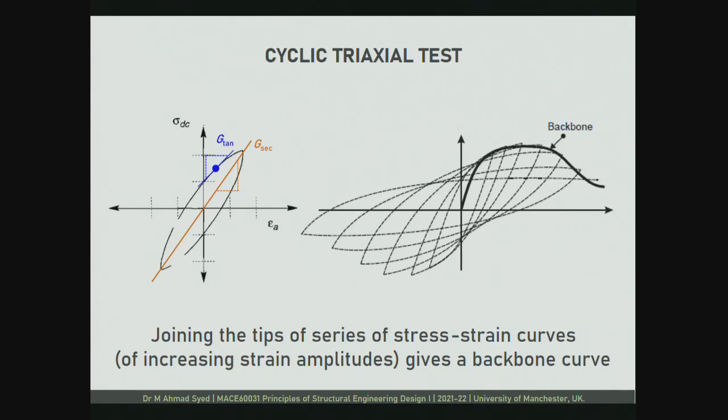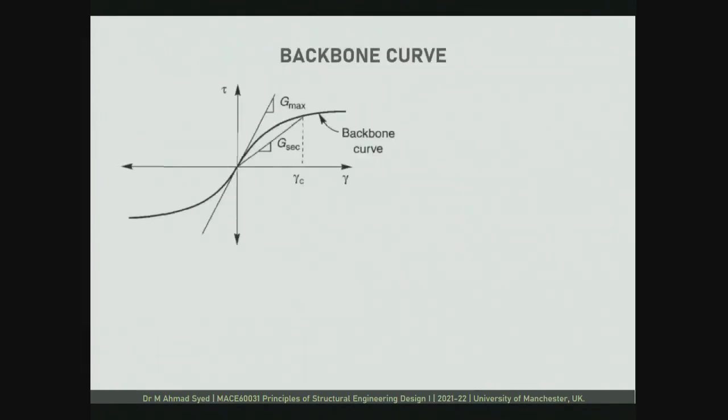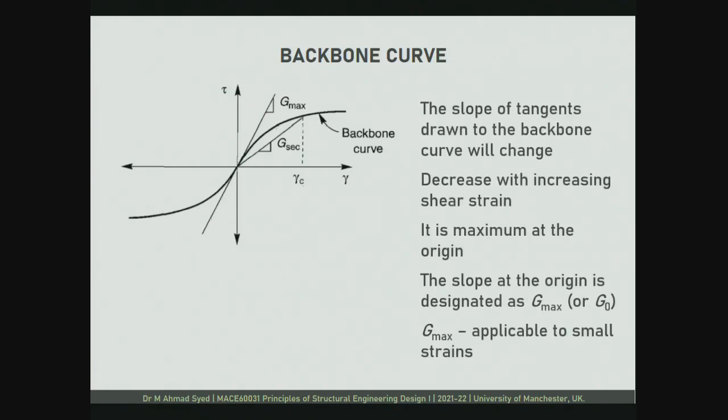Now from this backbone curve, the initial slope, which corresponds to very, very low levels of strain, will give me the maximum shear modulus, which we denote as G max. And any other modulus for a given strain will be my G sec, the secant. The slope of tangents drawn to the backbone curve will change, obviously, and it is going to decrease with increasing shear strain. As we are progressing from this point to this point, the shear strain is increasing, but your G value is reducing. Do you agree with that?